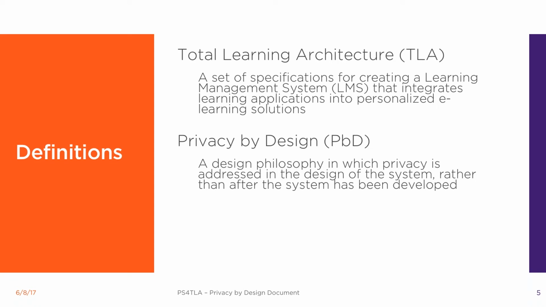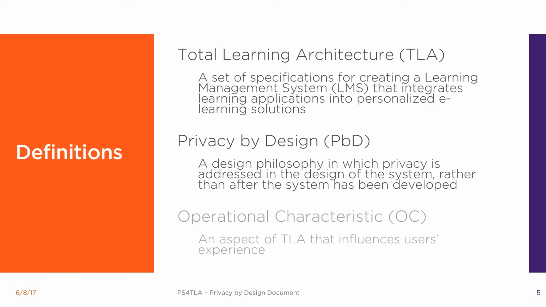Now, privacy by design, as I mentioned, is a design philosophy in which privacy is addressed in the design of the system rather than after the system has been developed. Operational characteristics, I mentioned that word already once. What I mean by that is an aspect of TLA that influences the user's experience. And in this case, the operational characteristics are particularly those aspects of TLA that pertain to privacy. So I'm going to cut down the idea of TLA into smaller pieces and talk about privacy by design for each of them.